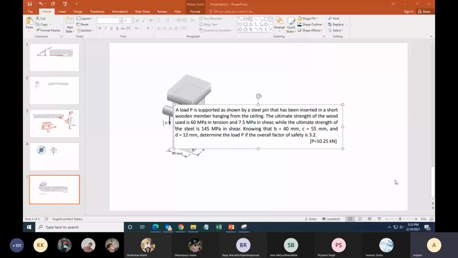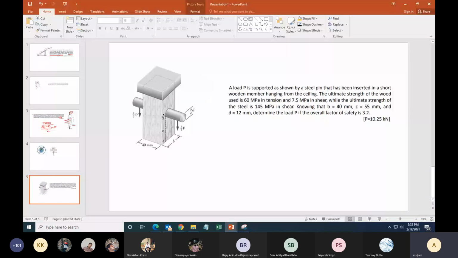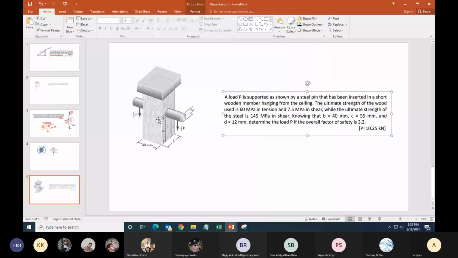A load P is supported like this, okay? A short wooden member which is hanging from the ceiling. So keep this in mind. This is an important statement. It is hanging from the ceiling. It is not joined to the ground. Ultimate strength of the wood is 60 and 7.5 in tension and shear, of the steel is 145. What is the load P if the factor of safety is 3.2? So while calculating factor of safety questions, you have to first identify what are the different ways by which this member can fail. So what is the answer to that question?